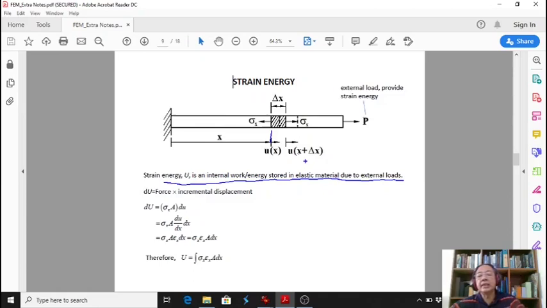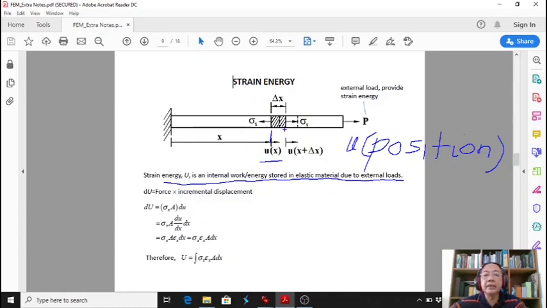From last class, the displacement u is a function of position. Here the position is x, so the displacement is u(x), and at this point, the displacement is u, and the position is x plus delta x.